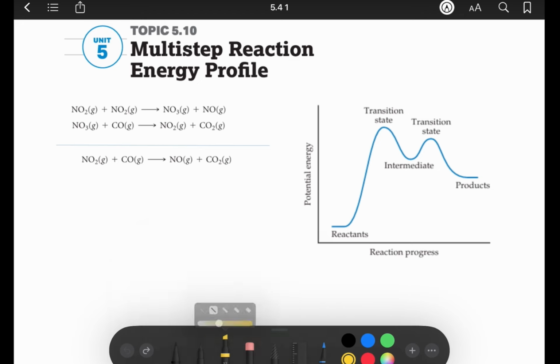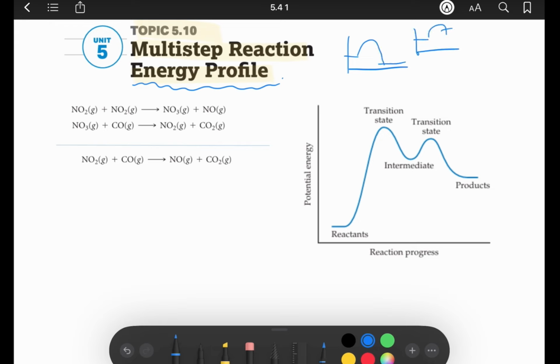Today we will cover section 5.10, and it's all about multi-step reaction energy profiles. The title of the lesson is not new, because we already covered the energy profile. Remember that we drew the y-axis and x-axis, for an exothermic reaction, and another one for an endothermic reaction. We're going to do the same procedure, but not for only one-step reactions. We're going to do that for a multi-step reaction.